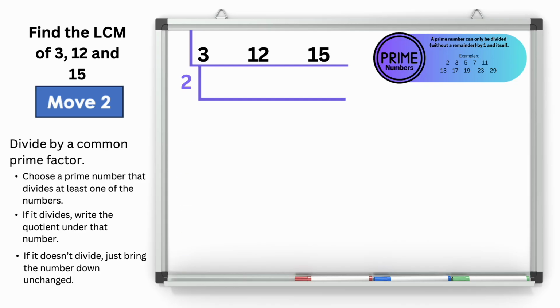We can't divide 2 into 3 evenly, so we're just going to bring that 3 down. But 12 divided by 2 is 6. And we can't divide 2 evenly into 15, so we're going to bring 15 down. Let's keep dividing by 2.